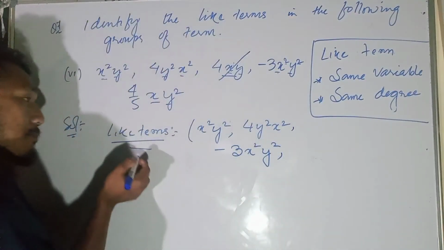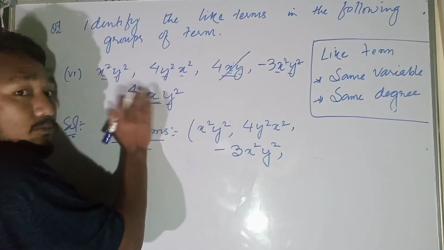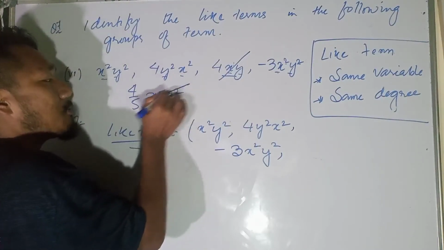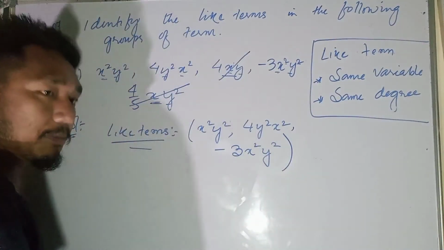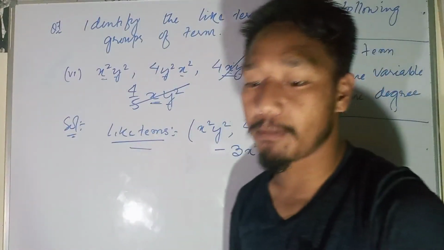Next we have one more here, you see. xy, the variables are the same. Let's check. X, we don't have power 2, but y, we have a power of 2. That means these variables are also not the same. So these are the three that are like terms. Okay, in this way you try to find out the like terms in question number 7.